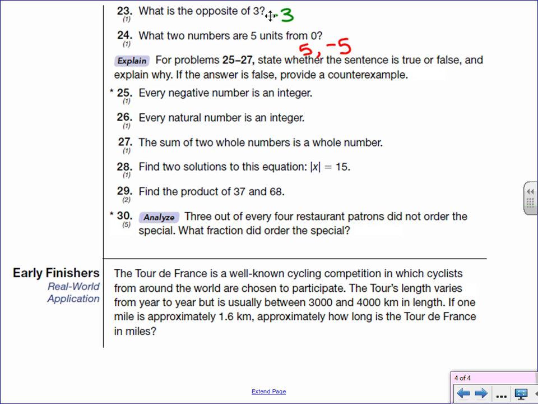In 25 through 27, state whether the sentence is true or false and explain why. If the answer is false, provide a counterexample. So every negative number is an integer. That's false. It's true that there are integers that are negative numbers, but integers are only whole numbers. They don't include decimals or fractions. So -2.5 is negative, but it's not an integer.